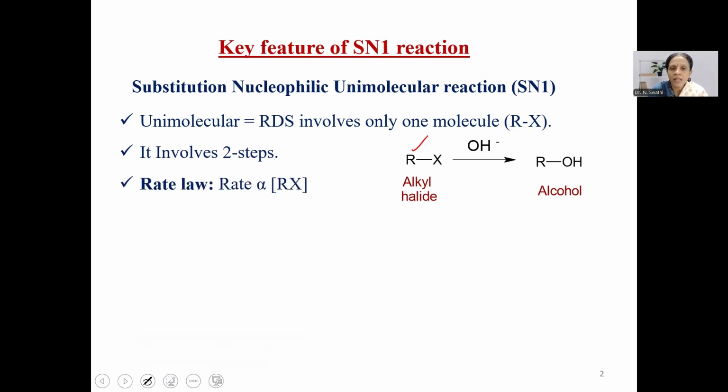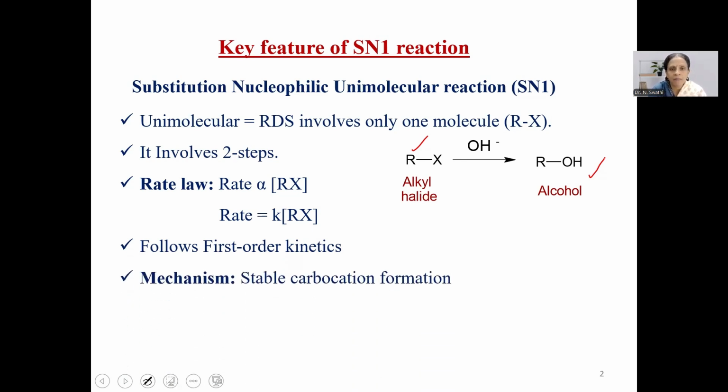According to the rate law, the rate determining step involves participation of only one molecule, the reactant. So rate is proportional to the concentration of alkyl halide. That means the rate at which the alcohol forms depends on the concentration of only the alkyl halide. We can write it as rate equals K times the concentration of alkyl halide, where K is the rate constant. When the overall rate depends on the concentration of only one molecule, the reaction is said to proceed with first order kinetics. Hence the kinetics involved in SN1 reaction is first order kinetics.